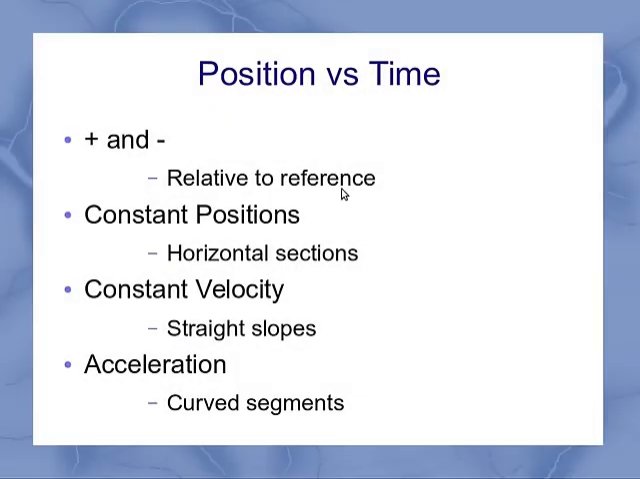So just to summarize again, positive and negative positions tells you where you are relative to your reference point. Constant positions, or where you're standing still, is your horizontal section. Constant velocity in general is straight slopes, with an upward slope being positive velocities and a downward slope being negative velocities. And if there's a curved segment, that means you've got acceleration, with curves facing upwards being positive and curves facing downwards being negative.